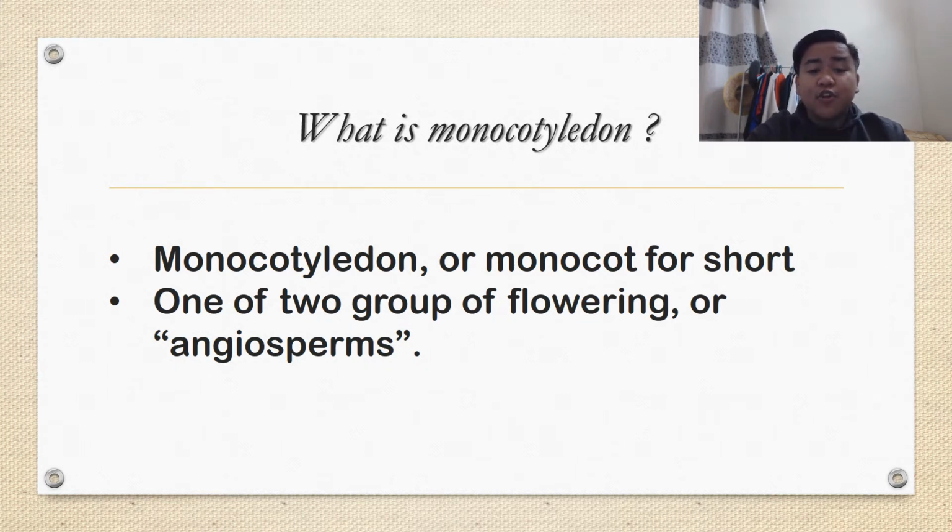Okay, what is monocotyledon? Monocotyledon, or monocot for short, refers to one of two groups of flowering plants, also known as angiosperms. As you know, most flowering plants are traditionally divided into two categories, which are monocot and dicot. Members of each group tend to share similar features.